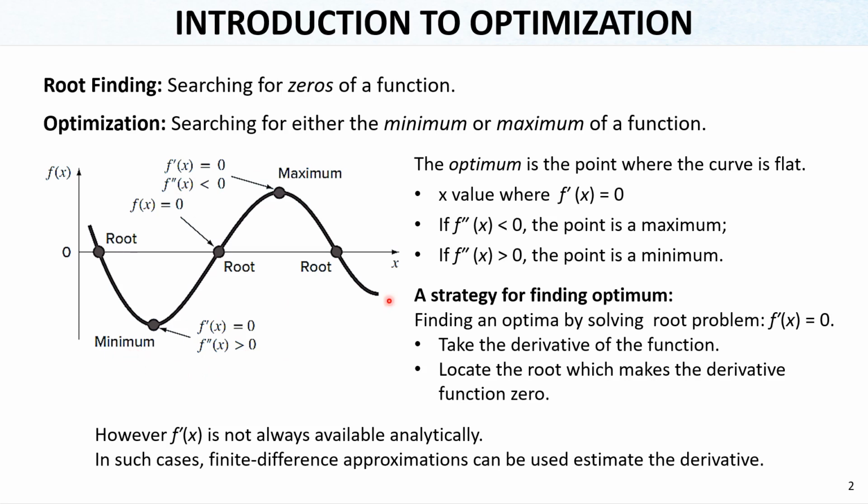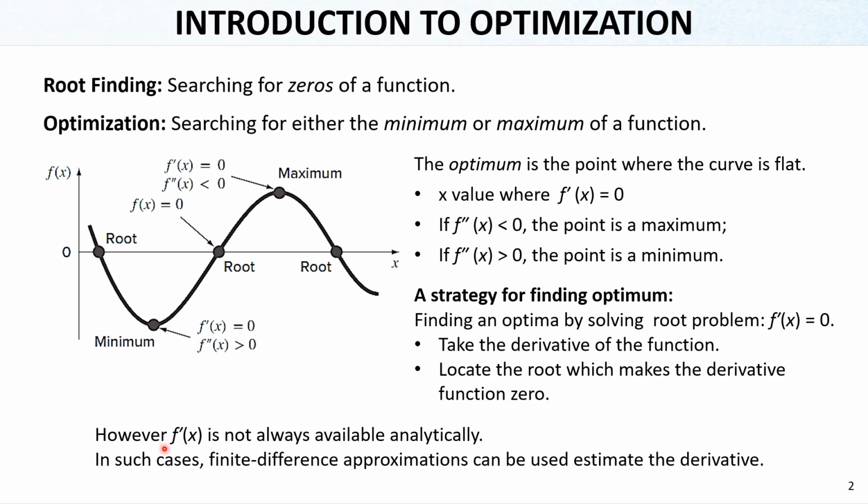A strategy to find the optimum point is finding an optimum by solving the root problem for the derivative equals 0. In root finding, if you remember, we were solving for f(x) = 0. In optimization, we are solving for f'(x) = 0, the derivative equals 0. So we take the derivative of the function, then we use root finding to get the zero function value, so that we can get the optimum points, which are the minimum or maximum points.